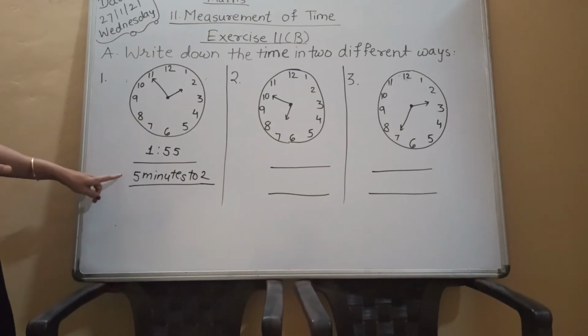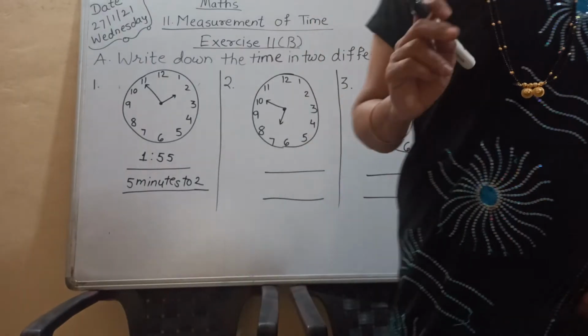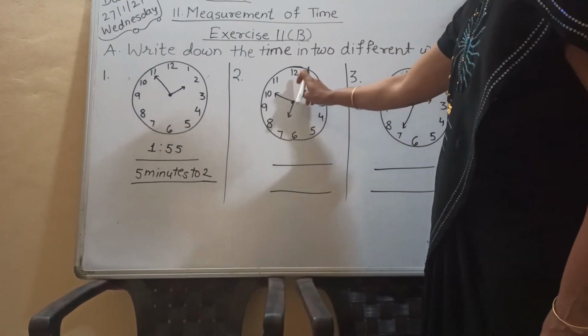So we can write here 5 minutes to 2. Now see the second example. What time is it? It is 6:50.